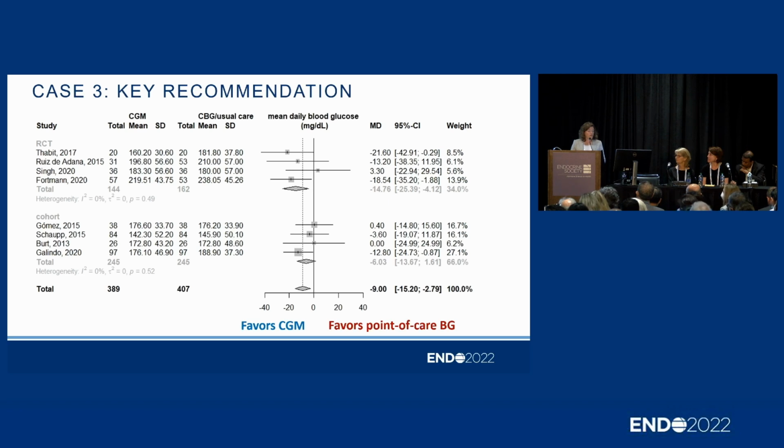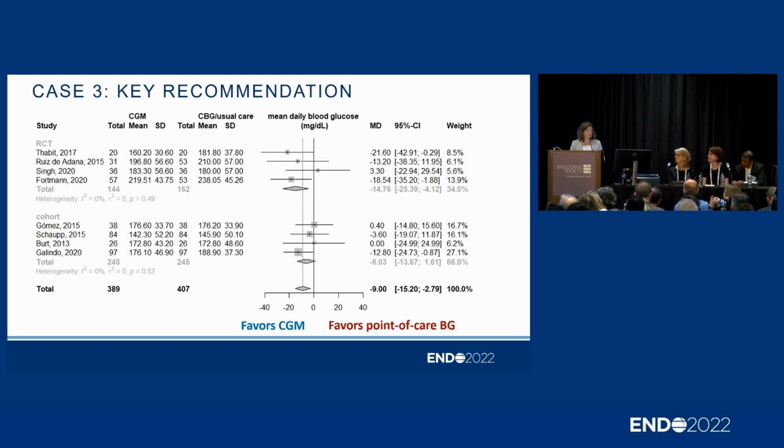So as far as the data that we looked at for CGM, the data is interesting because it was derived from both randomized trials, as you see in the top panel, as well as cohort studies that were mostly ancillary studies tacked on to ongoing randomized trials. And for the most part, that data was blinded to both the investigator and the patient. So that becomes relevant, especially when we talk about hypoglycemia detection.